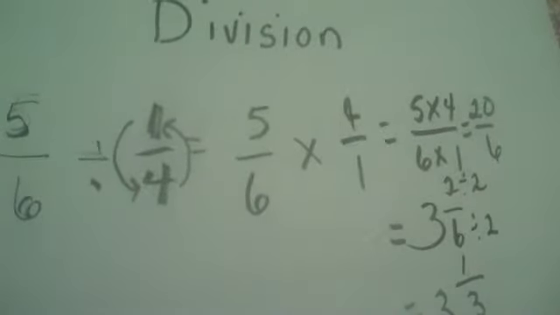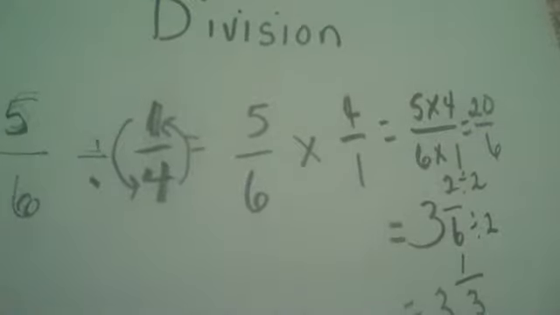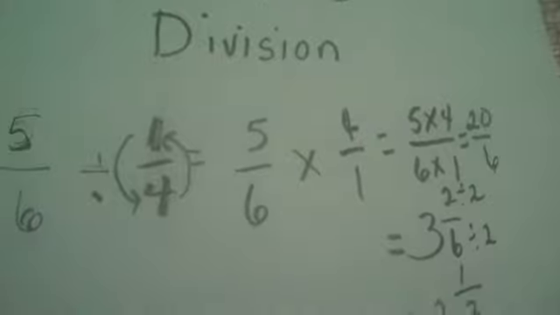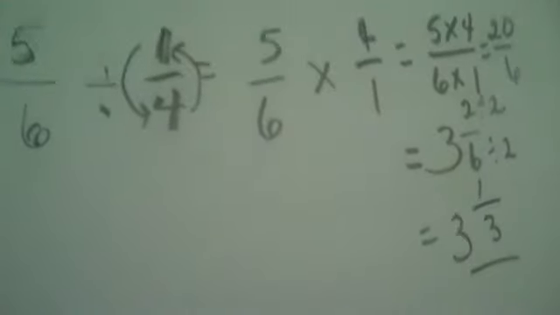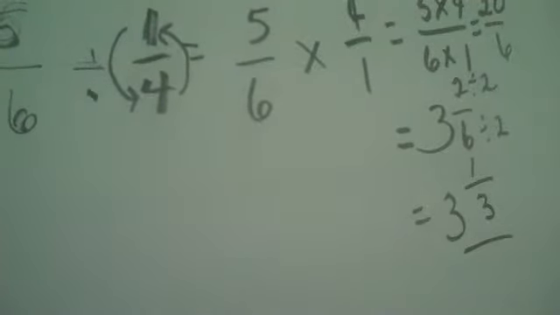This gives us an improper fraction of 20/6. So we divide 6 into 20, and it goes 3 times. 3 times 6 is 18, so we have 2 left over. 3 and 2/6 can be reduced further because both 2 and 6 can be divided by 2. So we do that. 2 goes into 2 one time, 2 goes into 6 3 times. So our answer is 3 1/3.